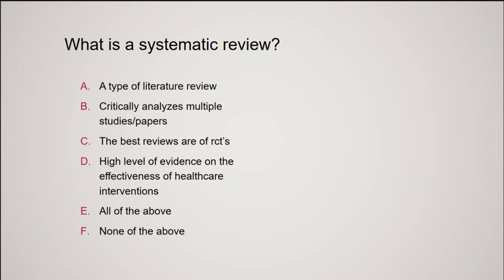What is a systematic review? The correct answer to this question is E, all of the above. A systematic review is a type of literature review that collects and critically analyzes multiple research studies or papers. It's really a review of existing studies. Systematic reviews of randomized control trials are key in the practice of evidence-based medicine.